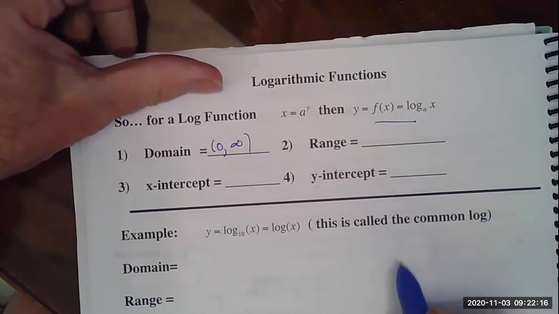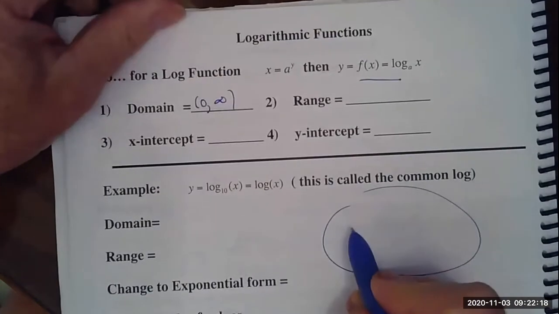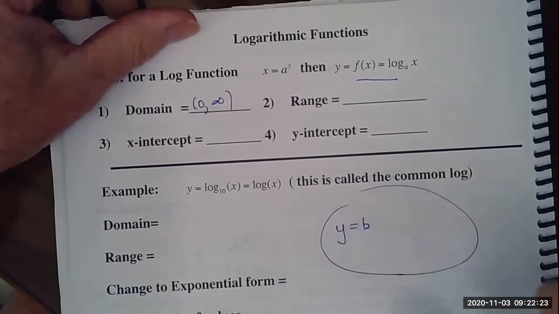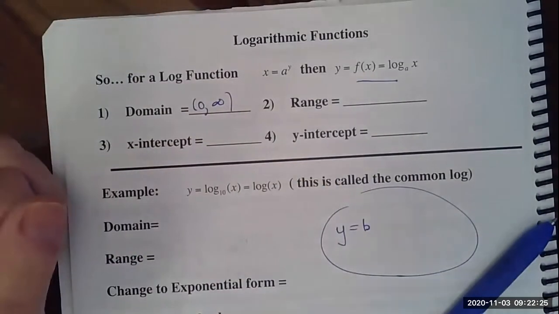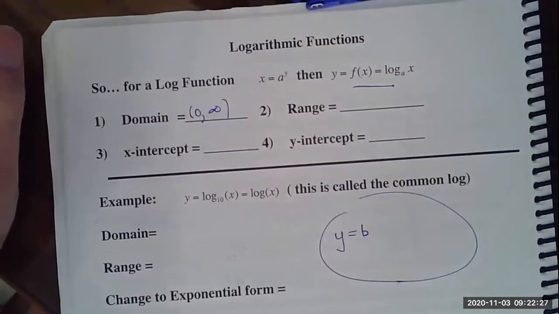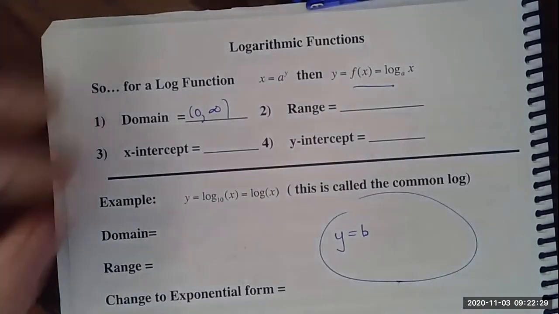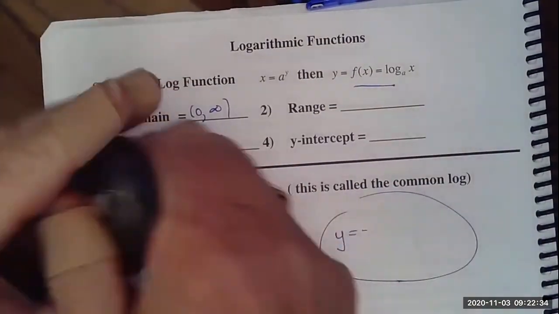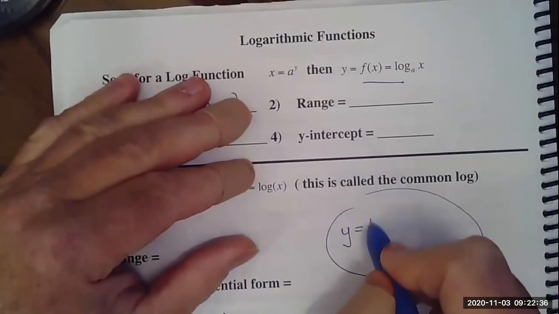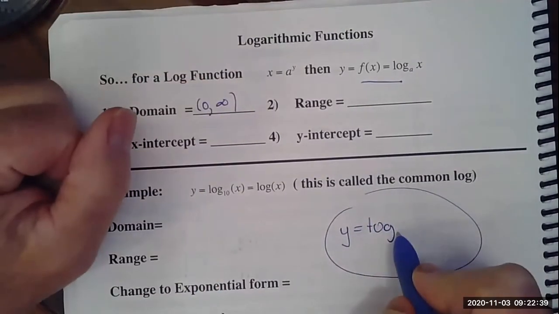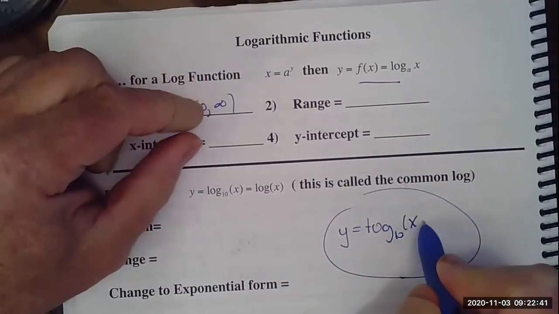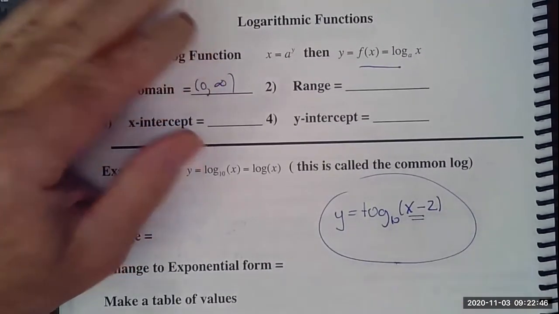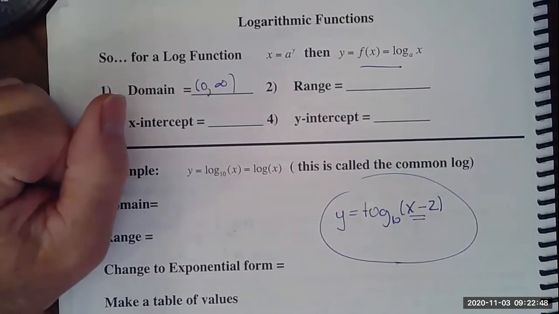Unless you have something that looks like this. If you had something that looks like y equals log base b, oh my gosh, not base b yet. What if I had log base b of x minus 2? Well, the argument right here determines what your domain is.